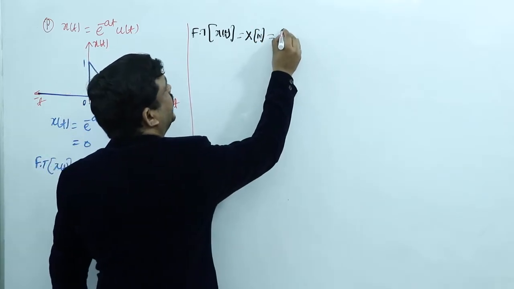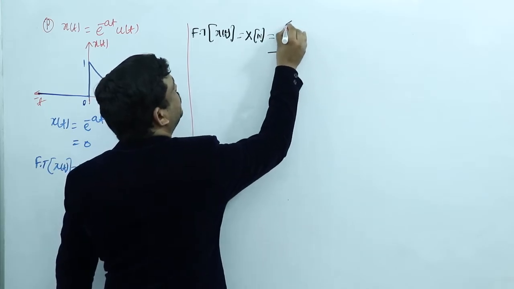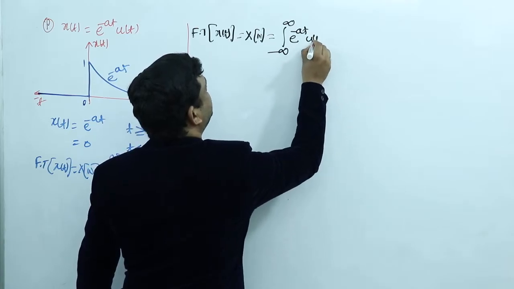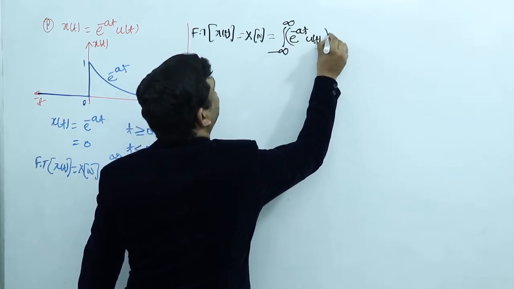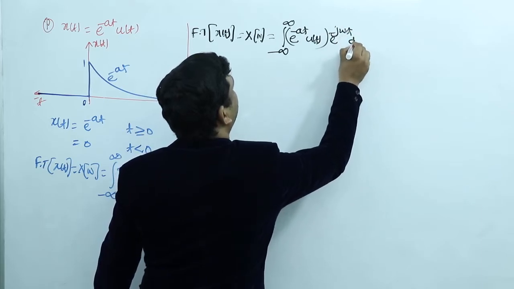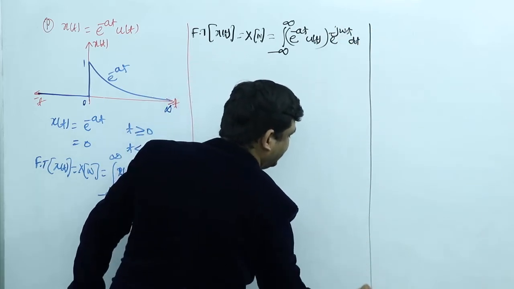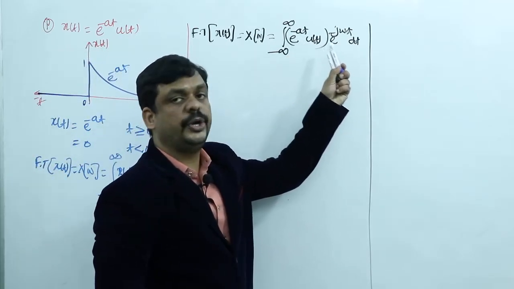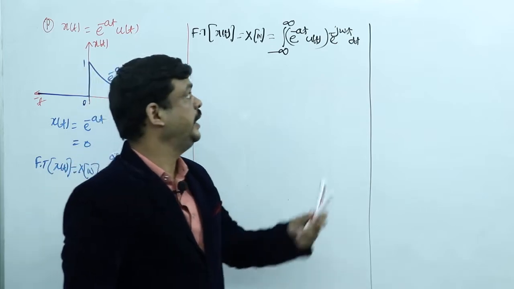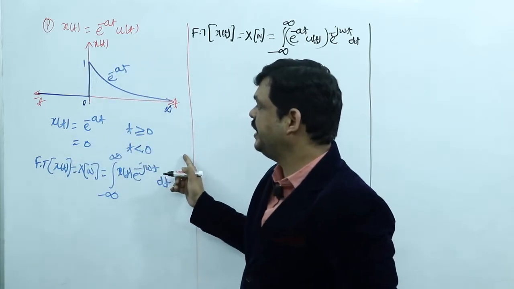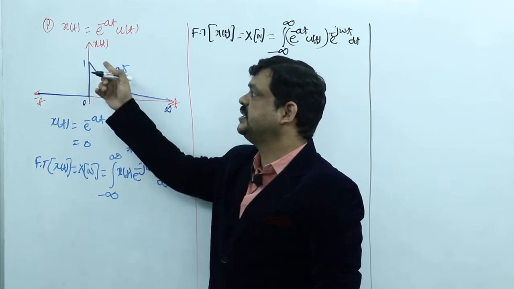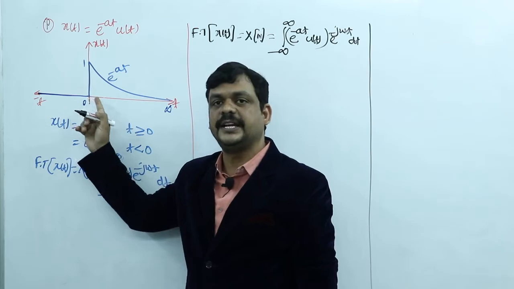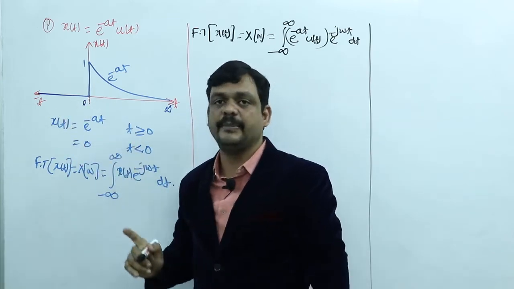This X of omega, according to this standard equation, is the integration from minus infinity to plus infinity, x of t, what is x of t there? e to the power of minus at into u of t into e to the power of minus j omega t dt. So write the functional representation as it is here. This u of t explains these are the time limits. Time axis is positive axis. This is an exponentially decaying function. If the time is less than 0, that means negative time axis, this function is not defined. So that's why amplitude is 0.